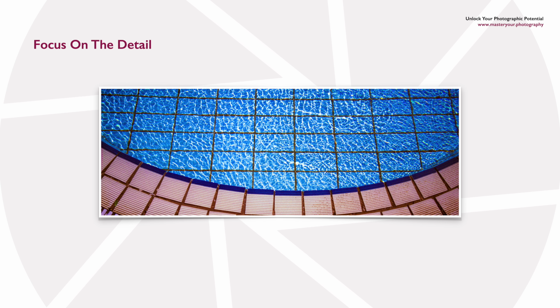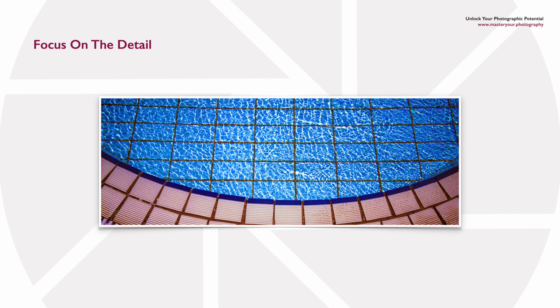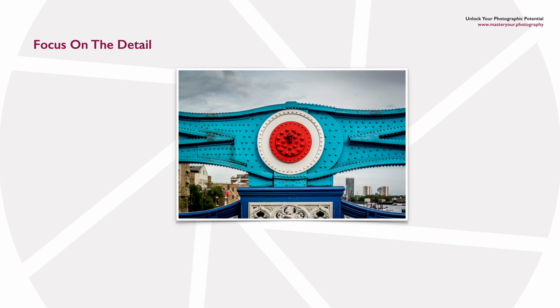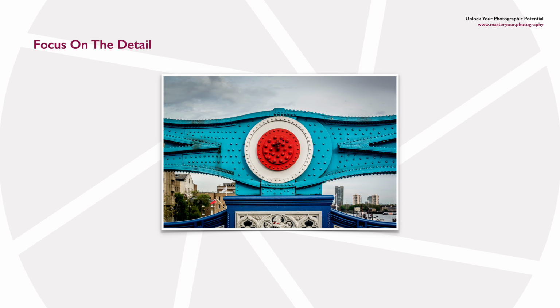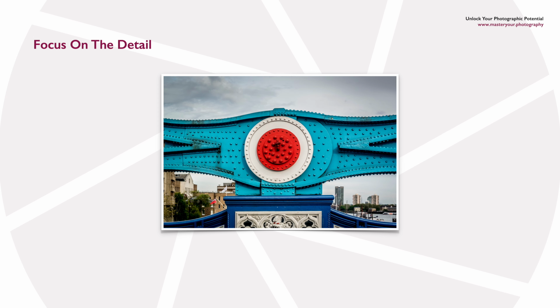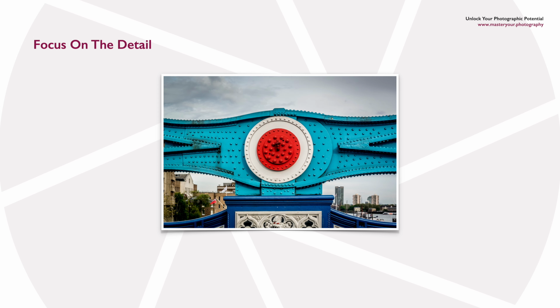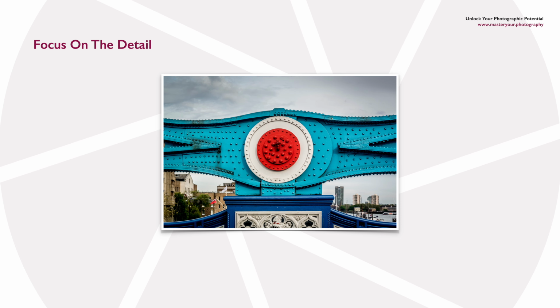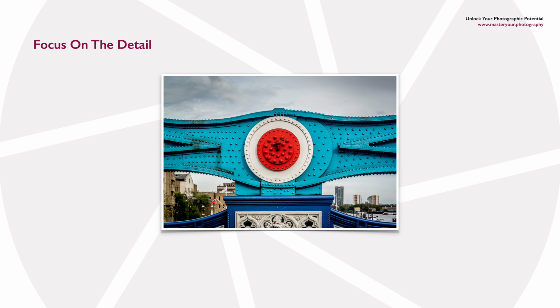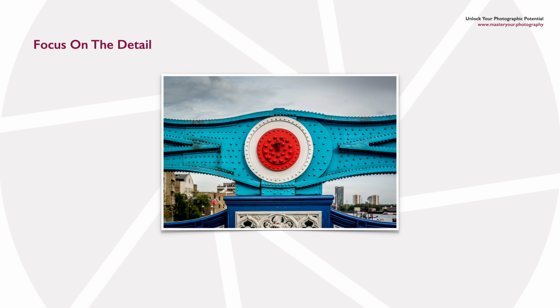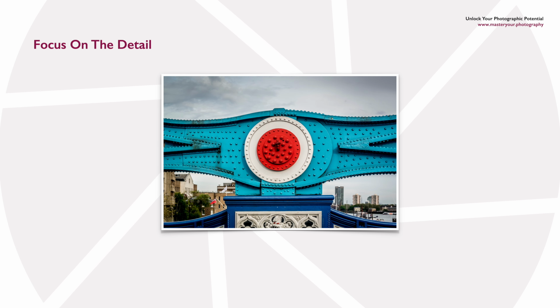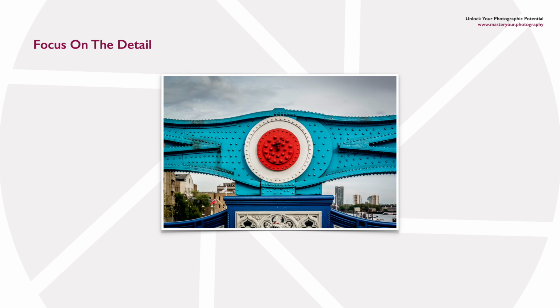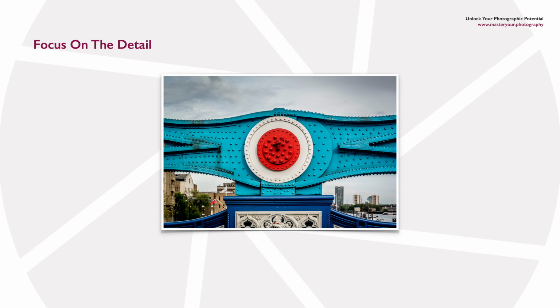The great thing about this kind of image is that you don't need any specialised equipment to be able to shoot it. To isolate the details within a scene, you can usually just physically move closer so that you're filling the frame with part of the scene rather than everything. Here's a picture of some detail on Tower Bridge in London, and it immediately gets across the idea that this is a very industrial structure.